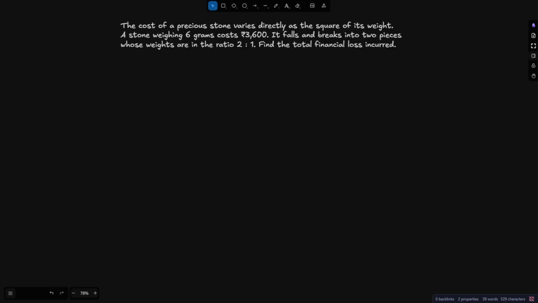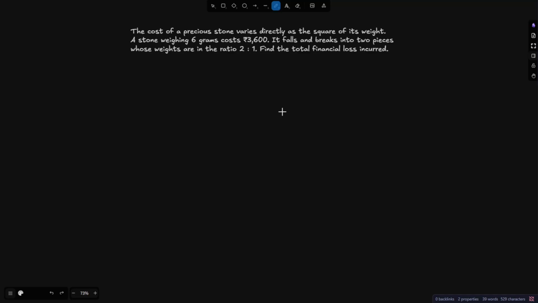For today's problem, we're going to look at a simple ratio problem again. The cost of a precious stone varies directly as the square of its weight. A stone weighing 6 grams costs 3,600 rupees. It falls and breaks into two pieces, whose weights are in the ratio 2:1. Find the total financial loss incurred.